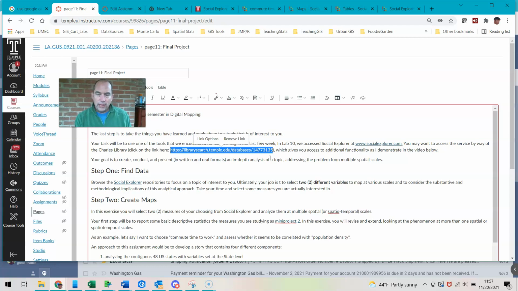What we're going to do in this lab is two things. Well, one thing fundamentally. We're going to take a look at two phenomena, two things you choose to look at, and analyze them in a couple different ways. The way I'm going to demonstrate this is I'm going to look at average commute time and population density.